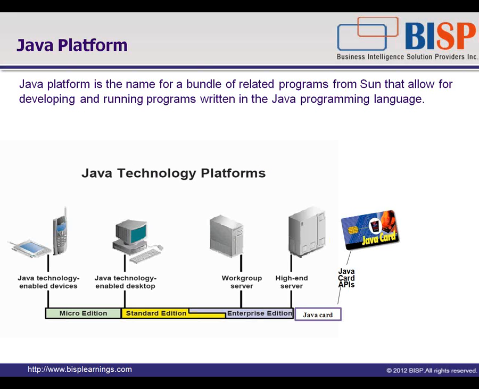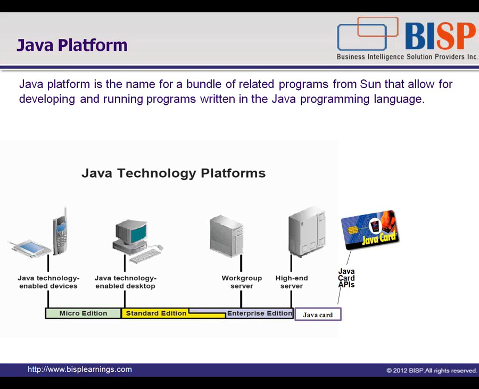What basically the Java platform is, I'm going to explain it first. Java platform is a name for a bundle of related programs from Sun that allow for developing and running programs written in the Java programming language. Keeping in mind the target hardware, we choose different Java editions. If my target hardware is a mobile or a PDA, I will go for the Micro Edition, that is J2ME. And if my target hardware is a desktop, I will choose the Java Standard Edition, which is core Java.